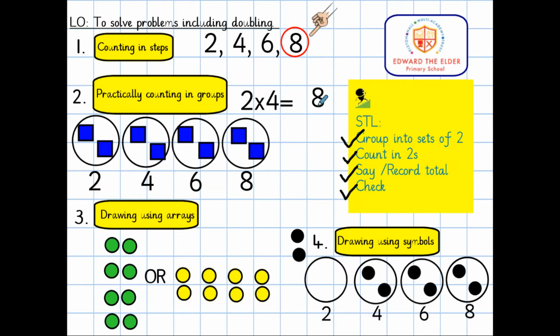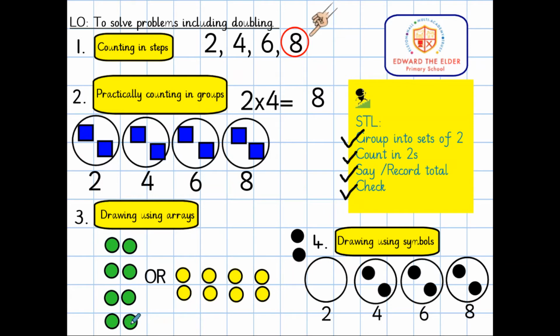Step 3, drawing using arrays. An array is a method of arranging items in rows or columns. So to show 2 times 4, we would draw 2 shapes in a row and 4 shapes in a line. And we would count them all together to find the total amount. 2, 4, 6, 8. 2 times 4 equals 8.